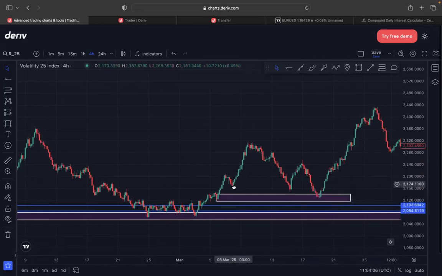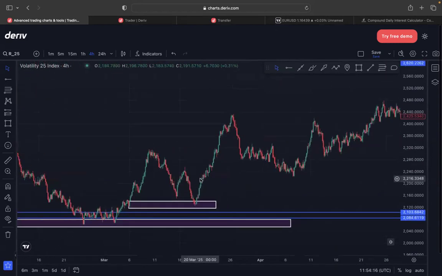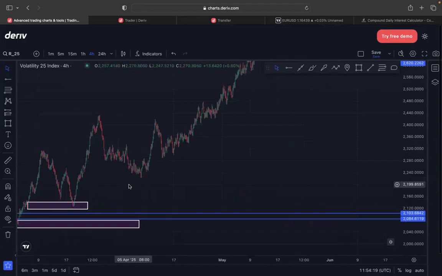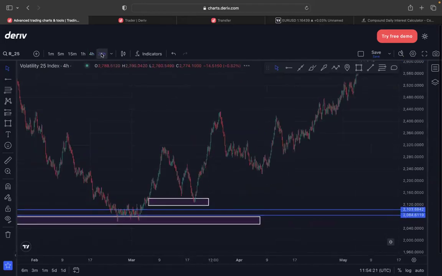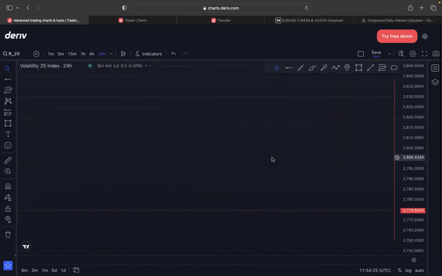So the market gave us this, came to tap into our order block. This would have been a perfect entry here. This would have been our entry to ride this to the upside, as from there the market started going up. So my bottom line here is we are looking for what?